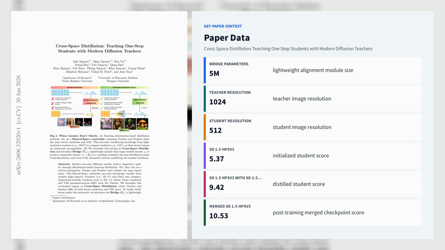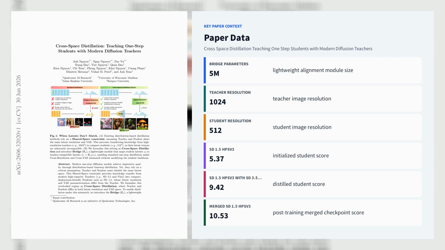Let's explore the first paper. Cross-space distillation: teaching one-step students with modern diffusion teachers. Cross-space distillation, from Qualcomm AI Research with collaborators at the University of Wisconsin-Madison, Johns Hopkins University, and Rutgers University, reframes one-step diffusion distillation for the real deployment case where teacher and student do not share a latent space.